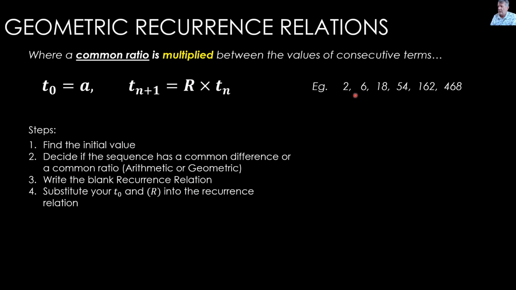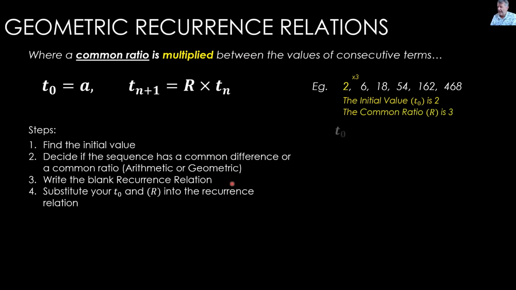Let's have a look. 2, 6, 18. How do we get from 2 to 6? Well, sorry, before that, the first term. I even got myself out of order. Find the initial term, which is 2. Next thing we do is ask is it arithmetic or geometric? Yes, times 3. 6 times 3 is 18, times 3 is 54. So yes, the common ratio is 3.